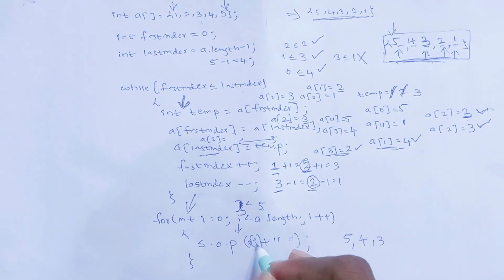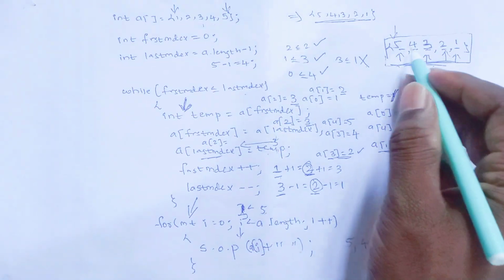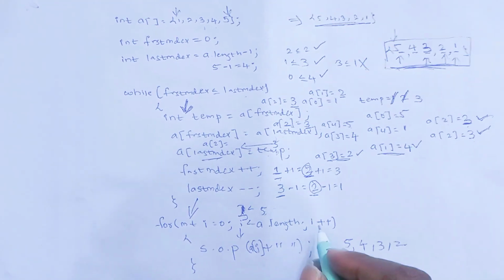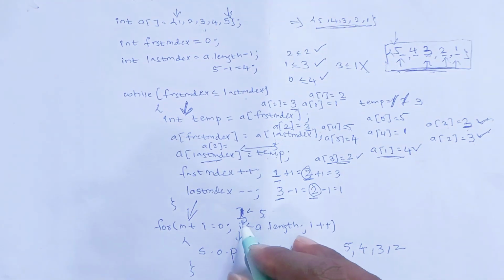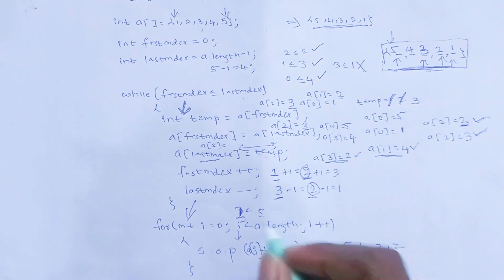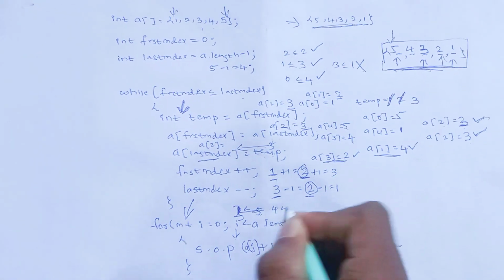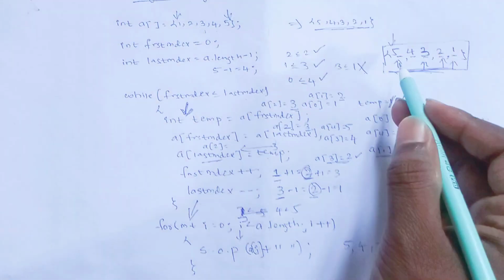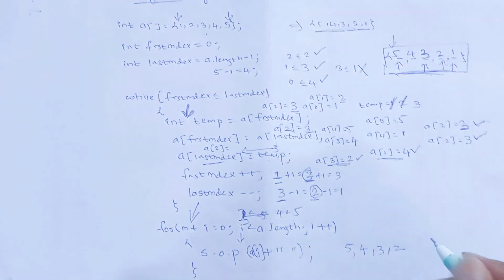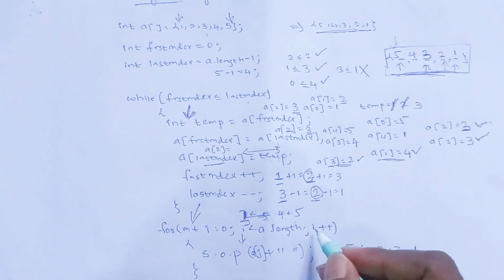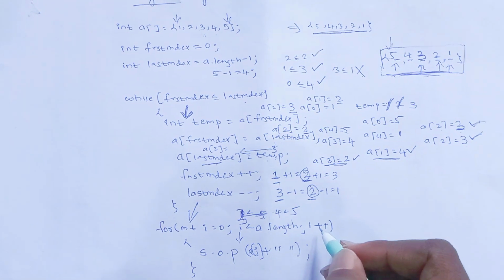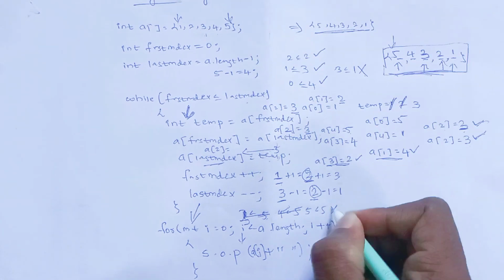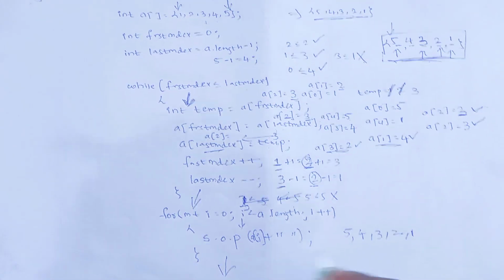A of i means a of 3, so at index 3 we have 2. Then i is incremented by 1, initially 3, now it becomes 4, so 4 less than 5, condition true, enters into the loop. A of 4, answer is 1, then incremented by 1, so i becomes 4 plus 1, that is 5, checks for the condition, 5 less than 5, condition false, so it comes out of the for loop and stops executing.